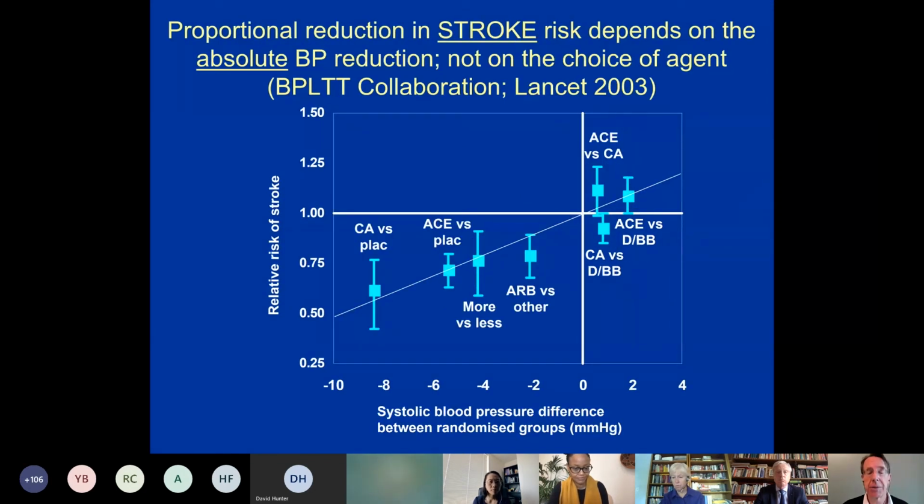And this shows exactly the same thing for stroke, which is perhaps a bit more sensitive because the reductions in stroke associated with lowering blood pressure tend to be bigger. But we see the same pattern. It doesn't matter which agent you use. What matters is lowering the blood pressure.